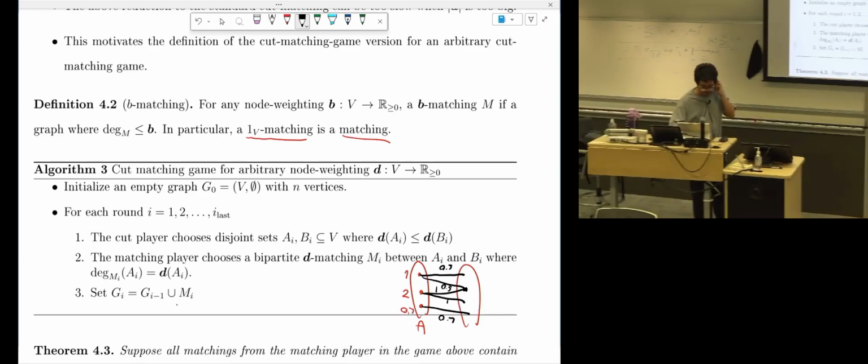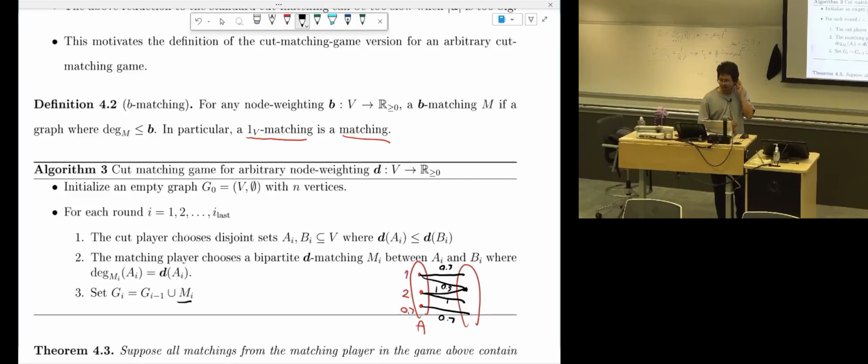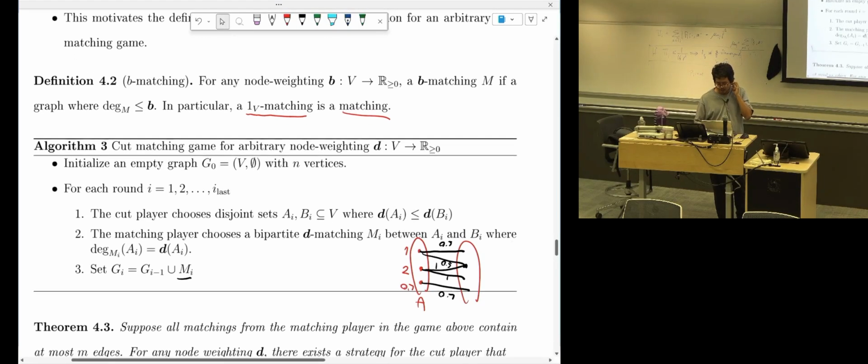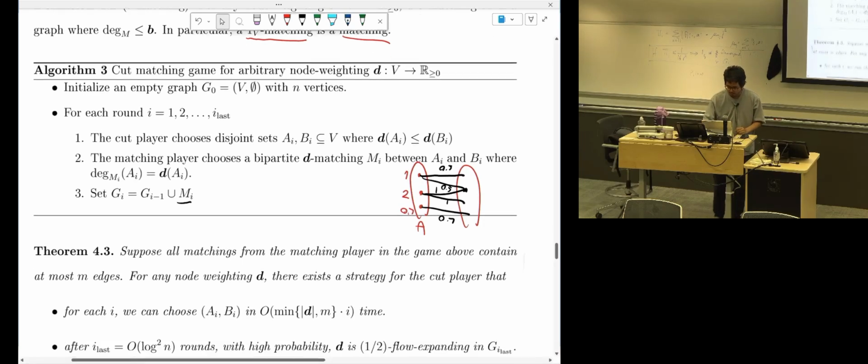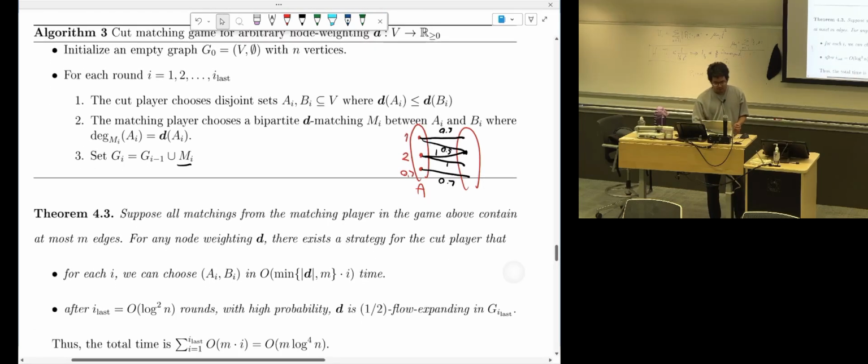And then you just add this matching into the graph. And this is just going to work. Now, I will not prove it, but what is true is the following.